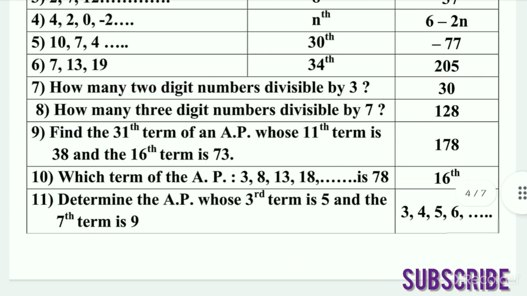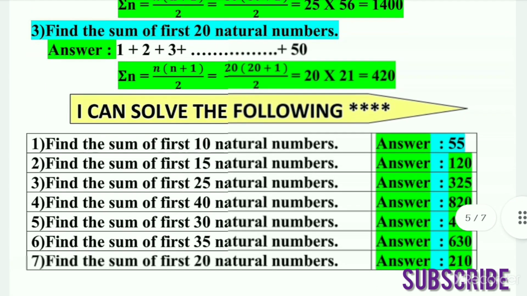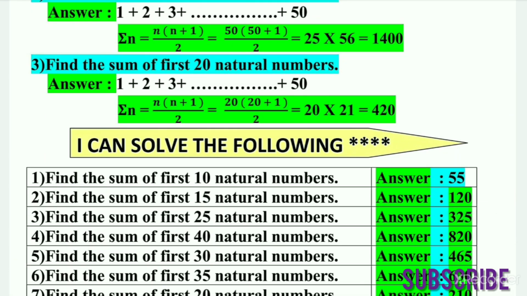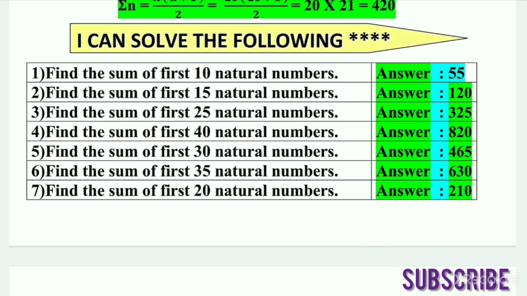Okay, next one. One more sum they have given there. Find the sum of first 20 natural numbers. It is the same formula, but we want to substitute n is equal to 20, and you will get the answer. The same formula you can utilize for one more. I have given 7 sums to solve. You want to solve all these sums, children, then only you will get the practice and good marks.